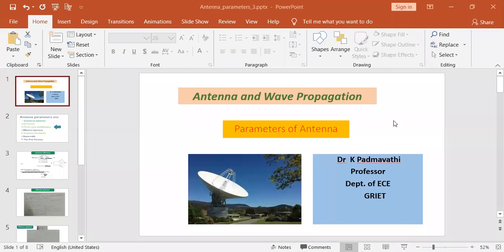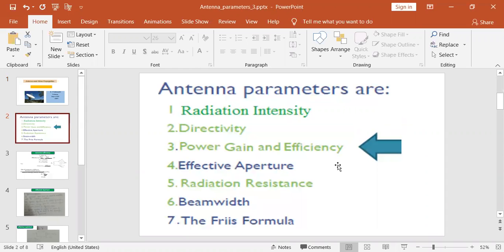Welcome to all. Today I am going to discuss the parameters of an antenna. In the last class, we already discussed some parameters. Today we are going to discuss antenna gain, efficiency, effective aperture and radiation resistance.